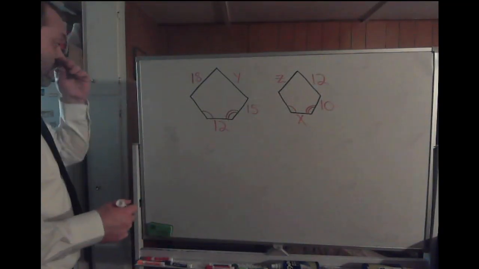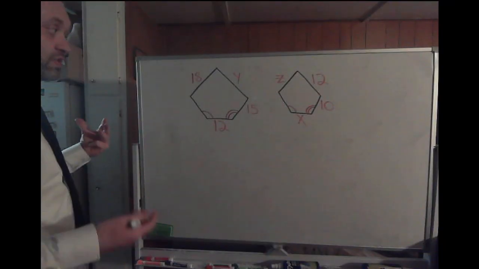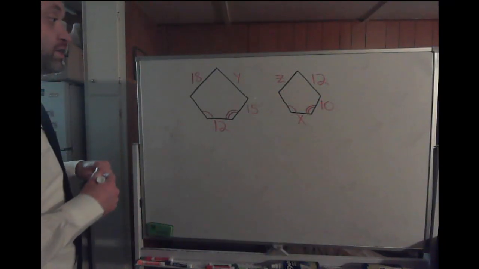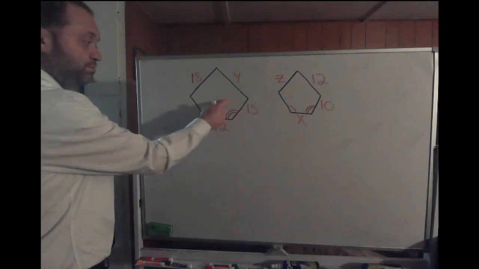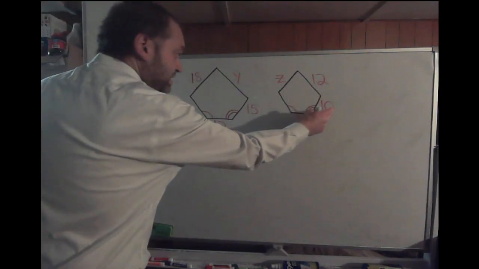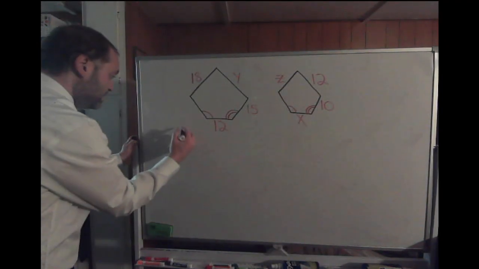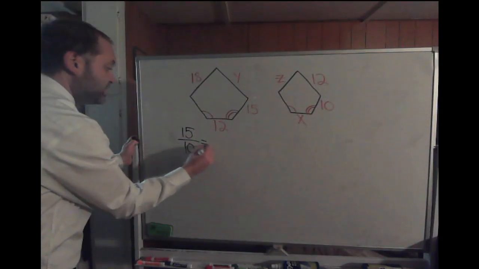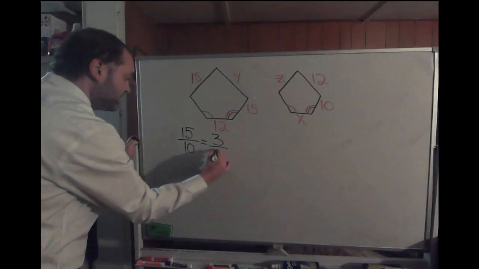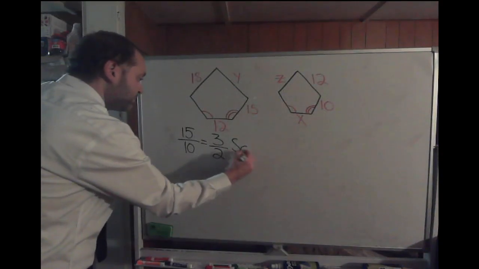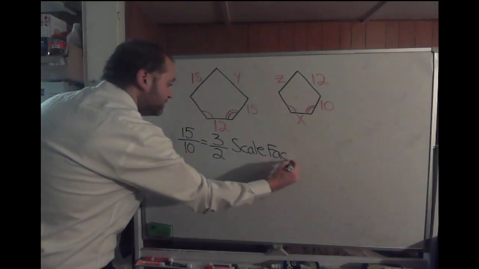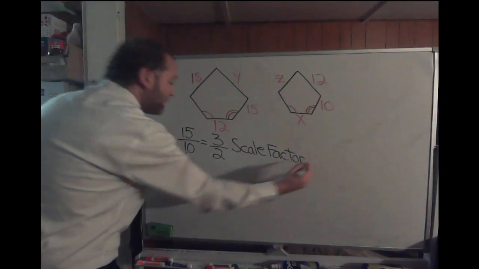So first, before we solve for x, y, or z, it's going to help to find our scale factor. In this case, on the left pentagon, the 15 corresponds to 10 on the right pentagon. So 15 to 10, that's going to reduce to 3 to 2 for your scale factor. So your scale factor is in fact 3 to 2 in this case.